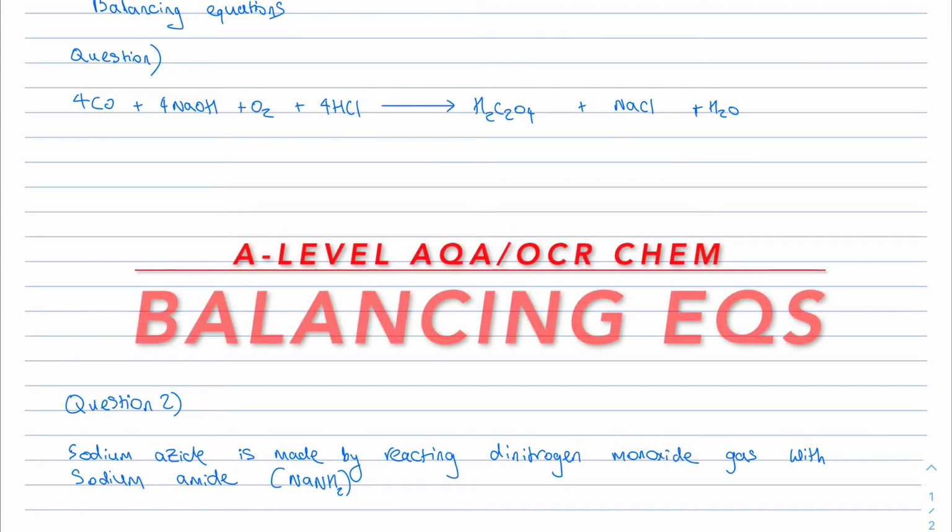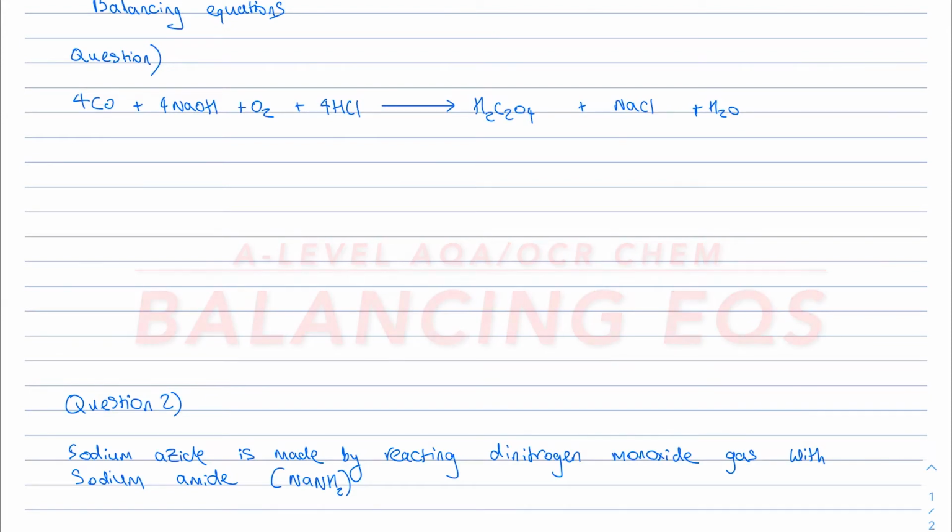During your A-level chemistry course, you're going to have to do a lot of balancing equations. Now in this video, we're going to be going over some examples and hopefully you should get an idea of how to balance equations. So let's start with this equation. The question is 4CO plus 4NaOH plus O2 add 4HCl goes to H2C2O4 plus NaCl and H2O.